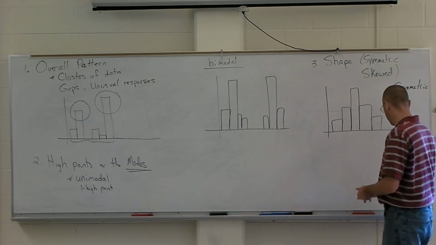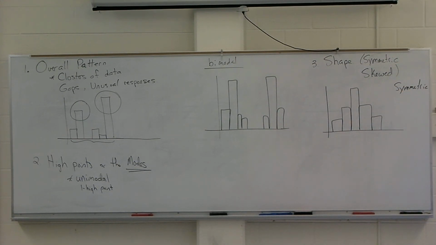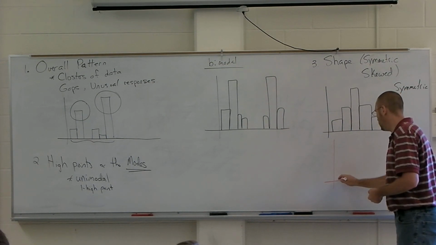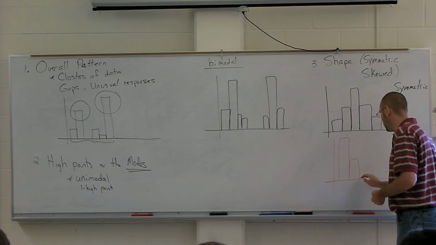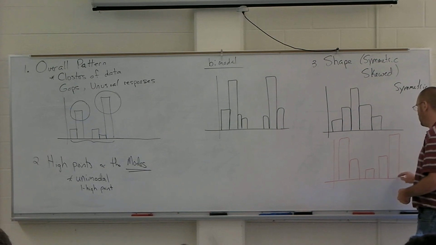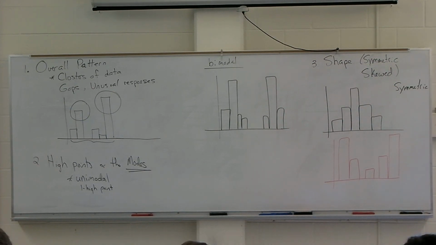In addition to that, something like this is also symmetric. That's also symmetric data. You can clearly identify there's a middle point where the data on each side of that middle point sort of matches up pretty well.